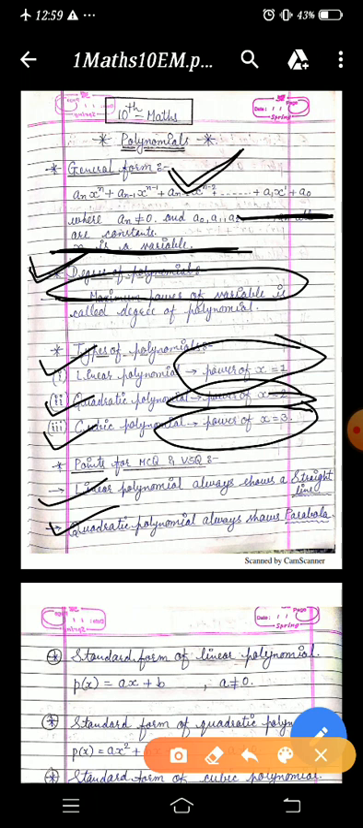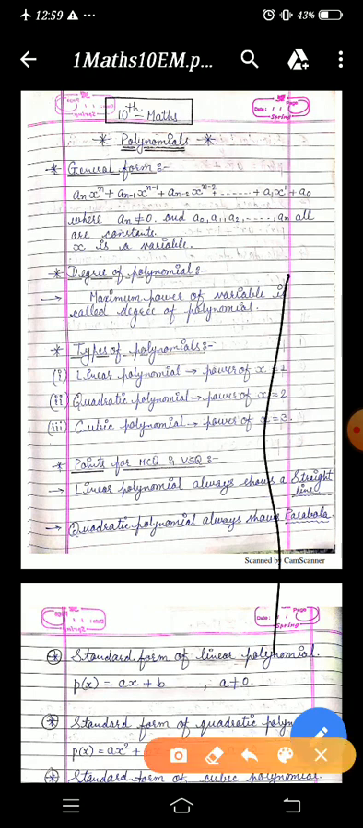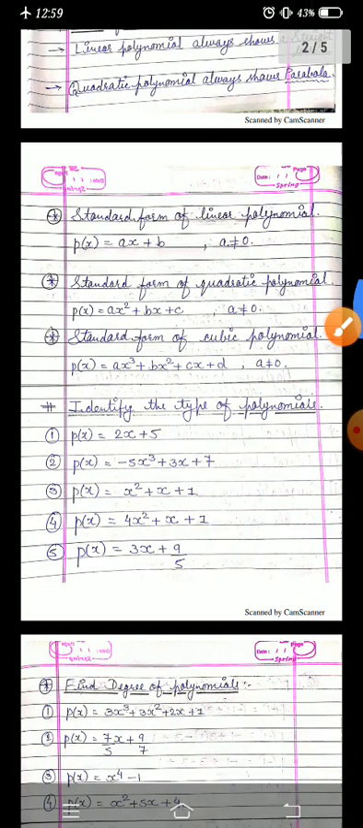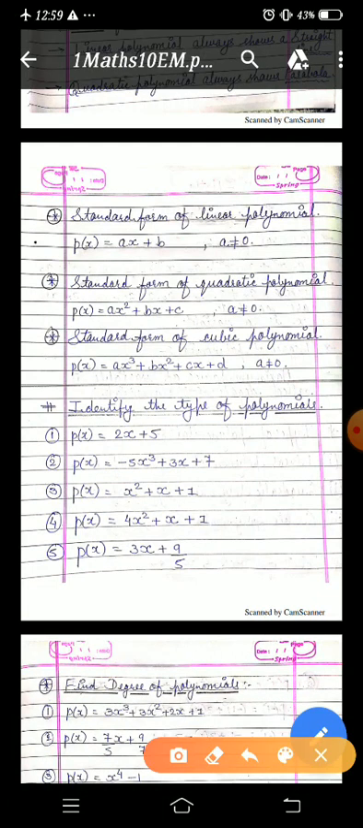Two points to remember for MCQ or VSQ: a linear polynomial always shows a straight line, and a quadratic polynomial always shows a parabola. Whenever a is greater than 0, it is an upward opening parabola, and whenever a is less than 0, it is a downward opening parabola. We need to remember that. Now, the standard form of a linear polynomial is ax plus b, where a must not equal 0. The standard form of a quadratic polynomial is p of x equals ax square plus bx plus c, where a must not equal 0. And the standard form of a cubic polynomial is ax cube plus bx square plus cx plus d, where a must not equal 0.